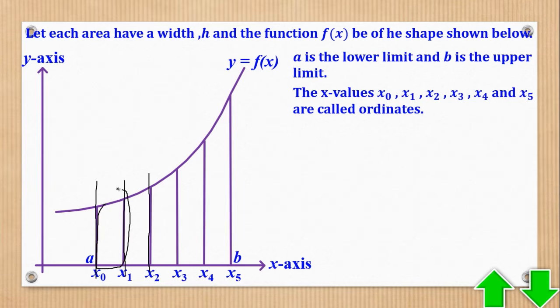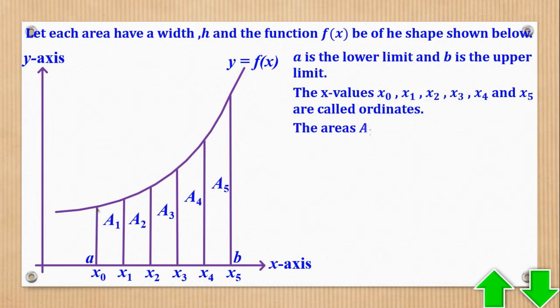Strips is this entire shape, which you have already said approximates a trapezium. The whole of this shape is a strip. But when you talk about ordinates, we talk about these lines. So x0, x1, x2, x3, x4, x5 are called ordinates.